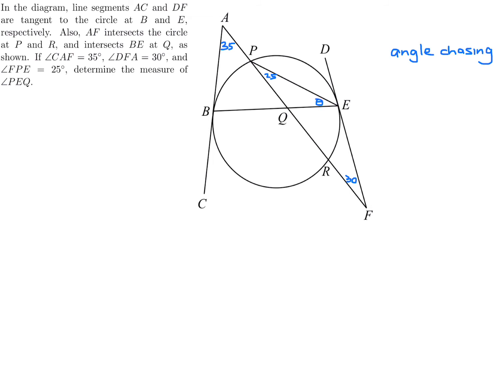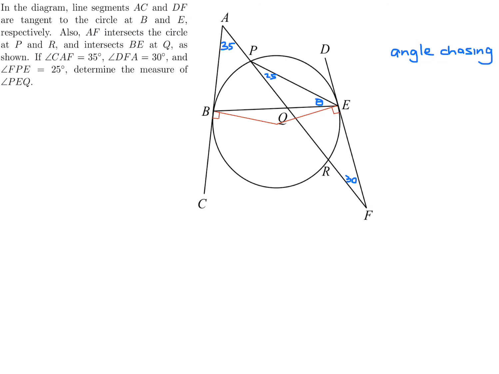Now the first thing I'm going to do is draw lines from what I believe is approximately the center of the circle to B and E, the tangent points. And that's important to do because those two are right angles, right? Because if you have a tangent, it makes a right angle with the line that goes to the center of the circle. So that's going to be our first thing to establish.